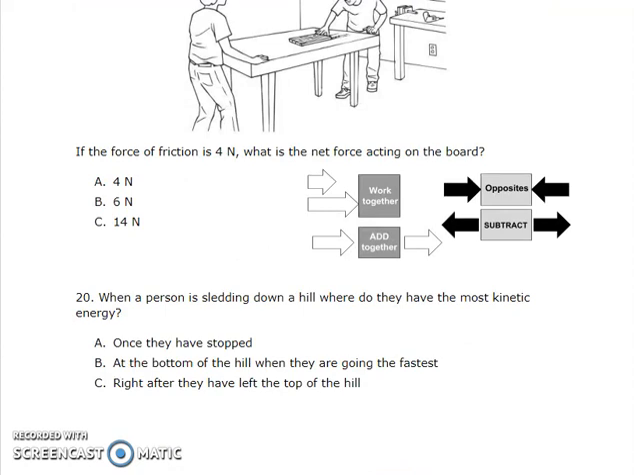Number 20. When a person is sledding down a hill, where do they have the most kinetic energy? A. Once they have stopped. B. At the bottom of the hill, where they are going the fastest. Or C. Right after they have left the top of the hill. Make sure you have all your answers completed on your answer document before you turn in.